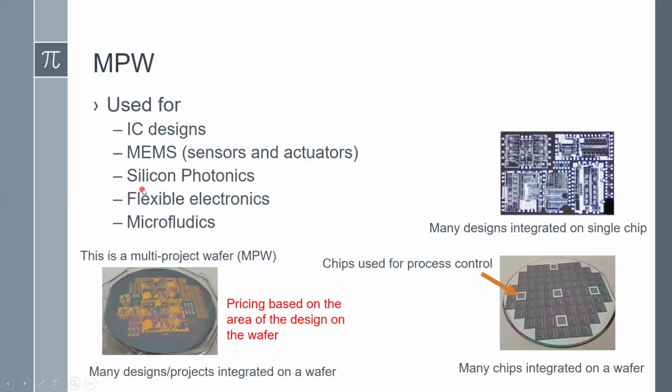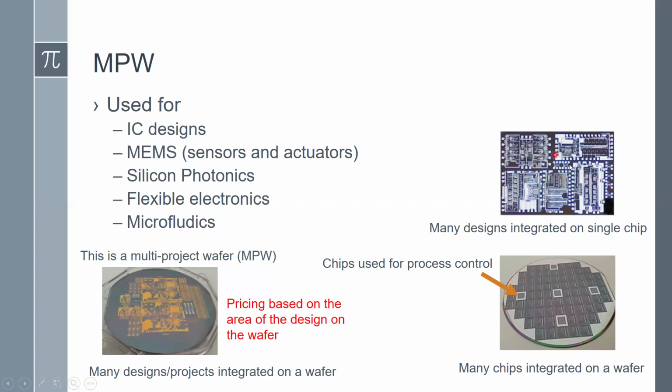You can have silicon photonics based IC design, where you can have devices like waveguides, photodiodes, phototransistors, and so on and so forth, which are fabricated using silicon. You can have some designs related to flexible electronics. It is also used to fabricate components and devices in microfluidics. So here, what we just explained.